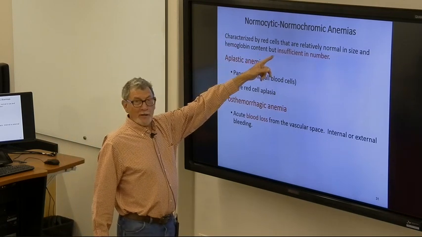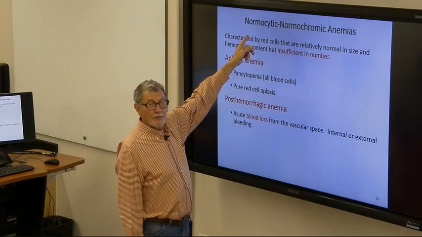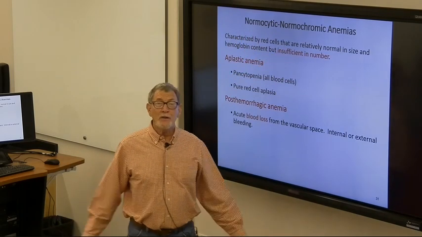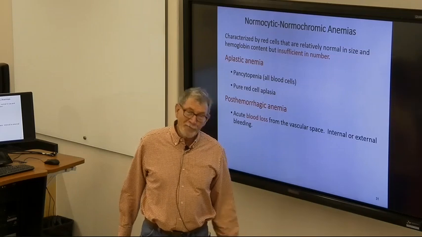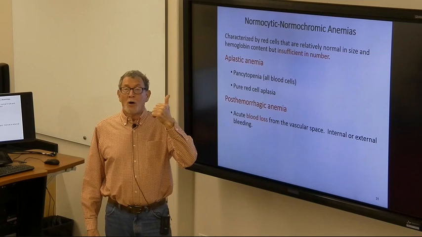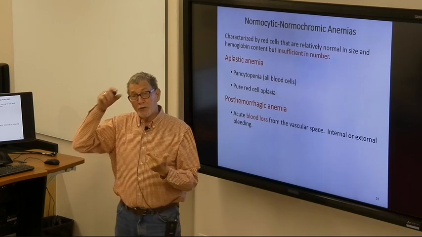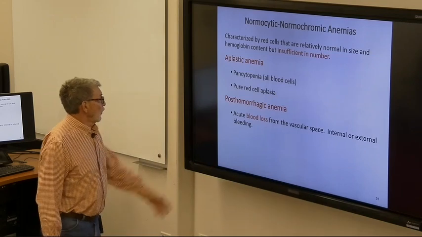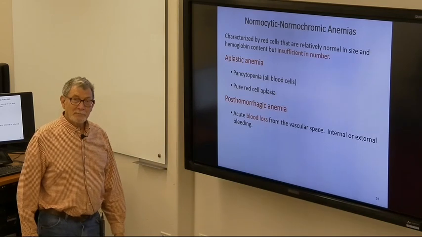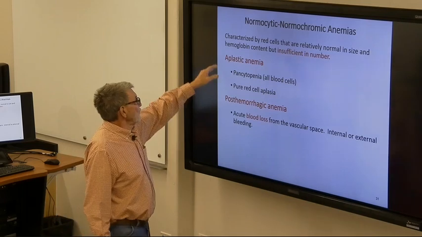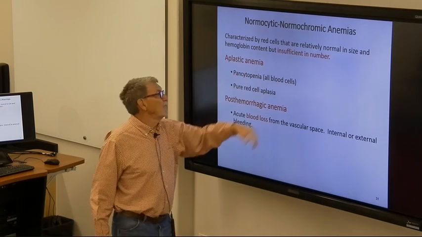Normocytic, normochromic. So the cell's the right size and it has the right amount of hemoglobin. So what could be the problem? You don't have enough of them. You're either not making enough or they're breaking apart too soon, or you're bleeding them out. Okay? But there's nothing wrong with the cells themselves. For some reason, you just don't have enough of them.